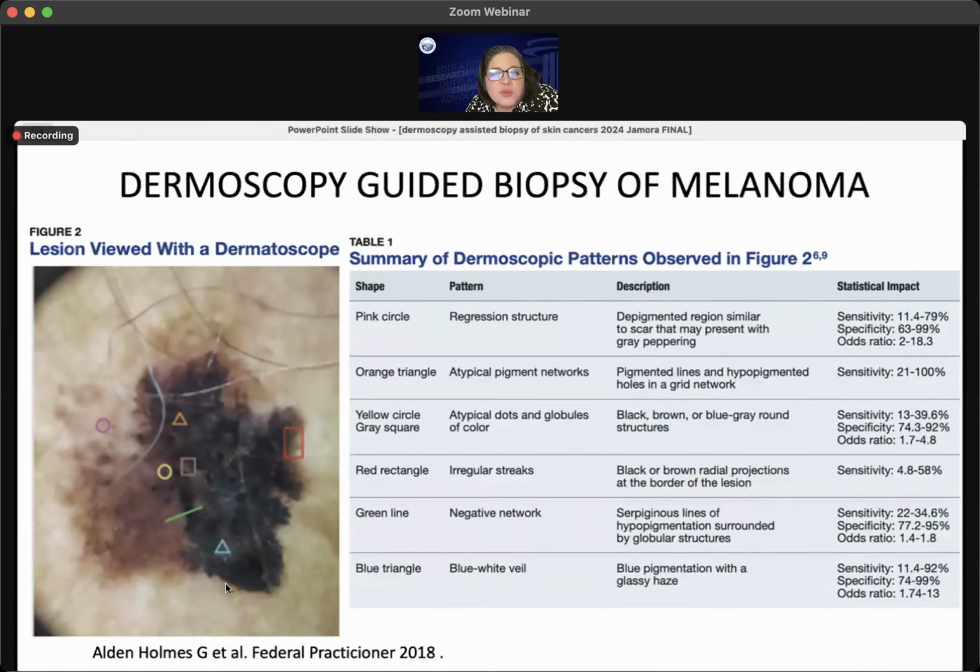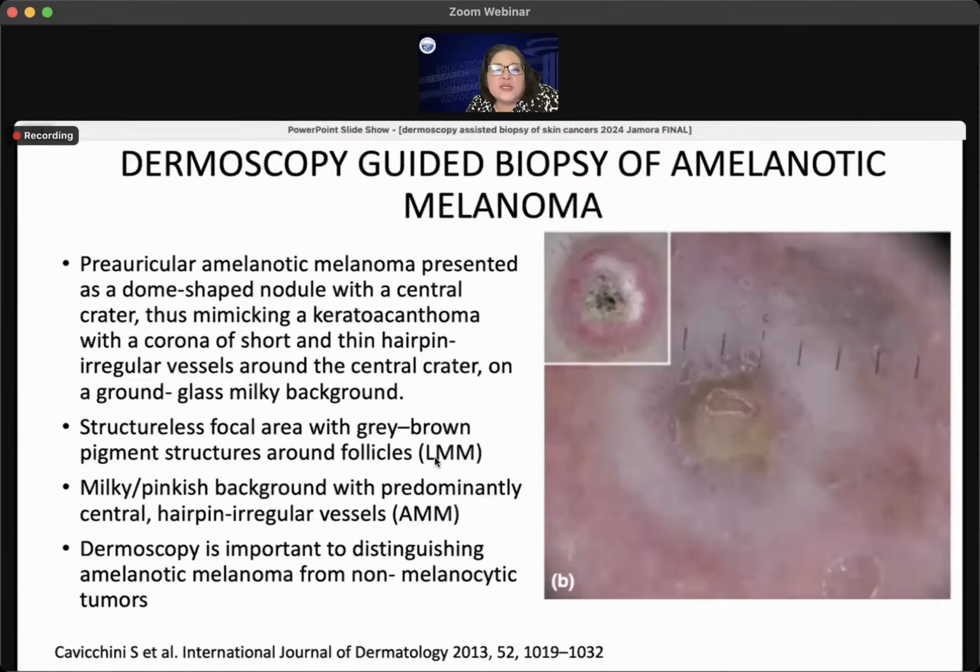And this area here is the blue-white veil, which really has this bluish pigmentation and a glassy haze because of a very thick collection of melanoma cells. Okay, and you can see the sensitivity, specificity, and odds ratio on the right side.